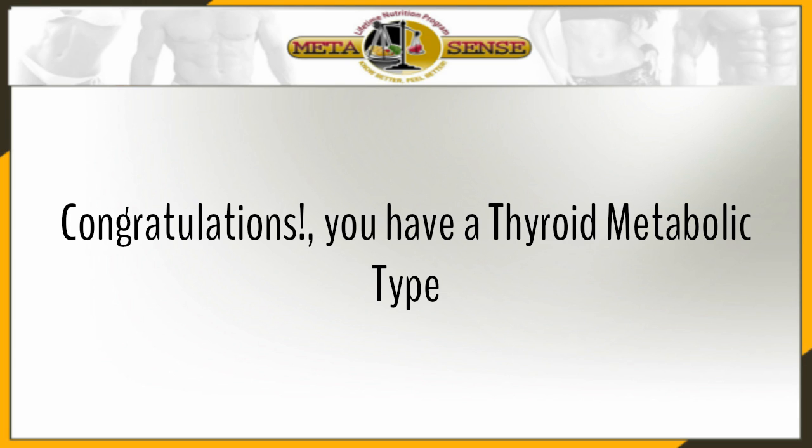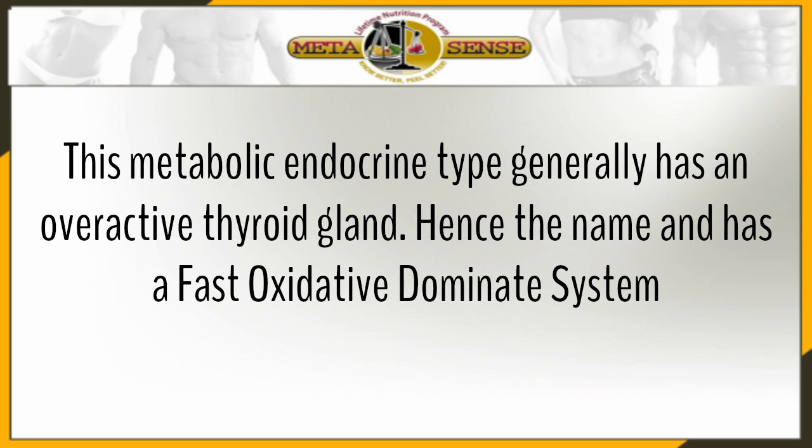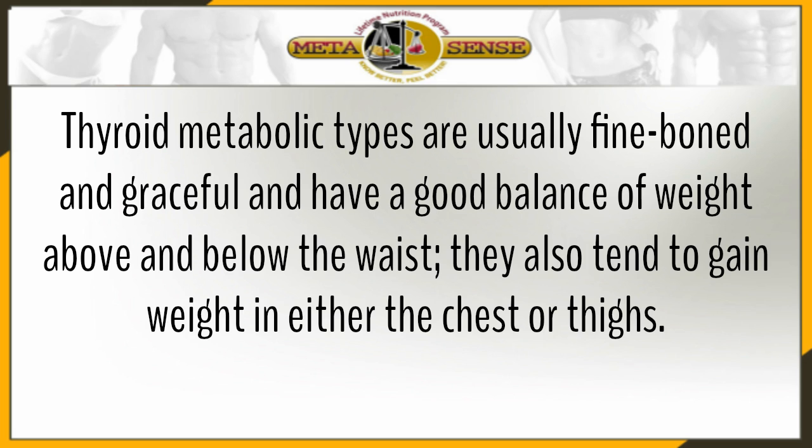Congratulations, you have a thyroid metabolic type. This metabolic type generally has an overactive thyroid gland, hence the name, and has a fast oxidative dominant system. Thyroid metabolic types are usually fine boned and graceful and have a good balance of weight above and below the waist. They also tend to gain weight in either the chest or thighs.